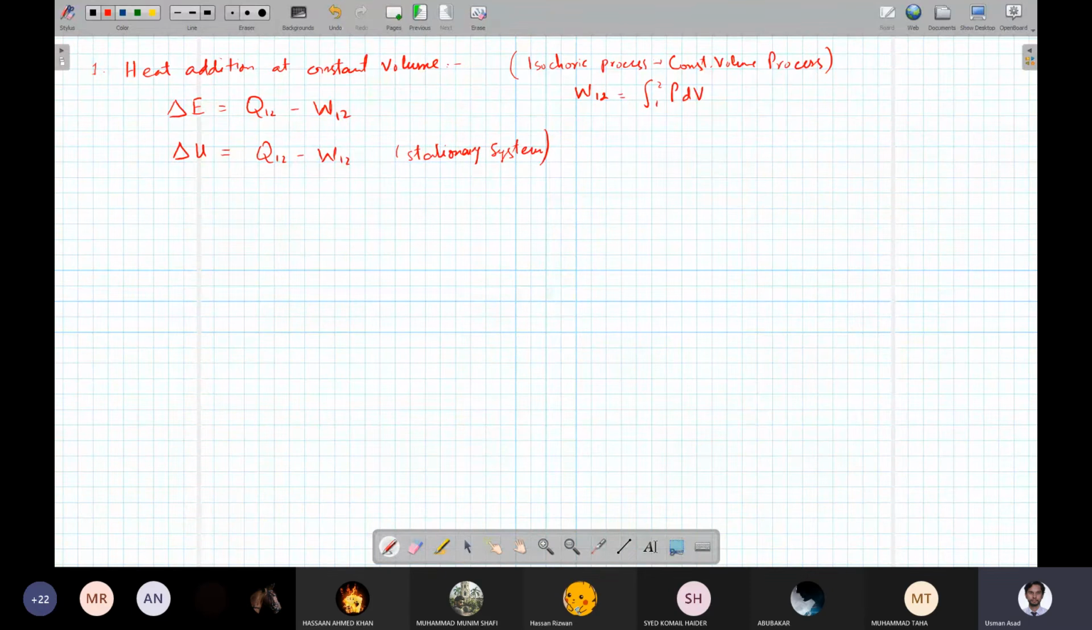कोई मुझे बता सकता है? No lengthy calculations needed. Zero. Zero, because there is no volume change, so this dV term is pretty much 0.